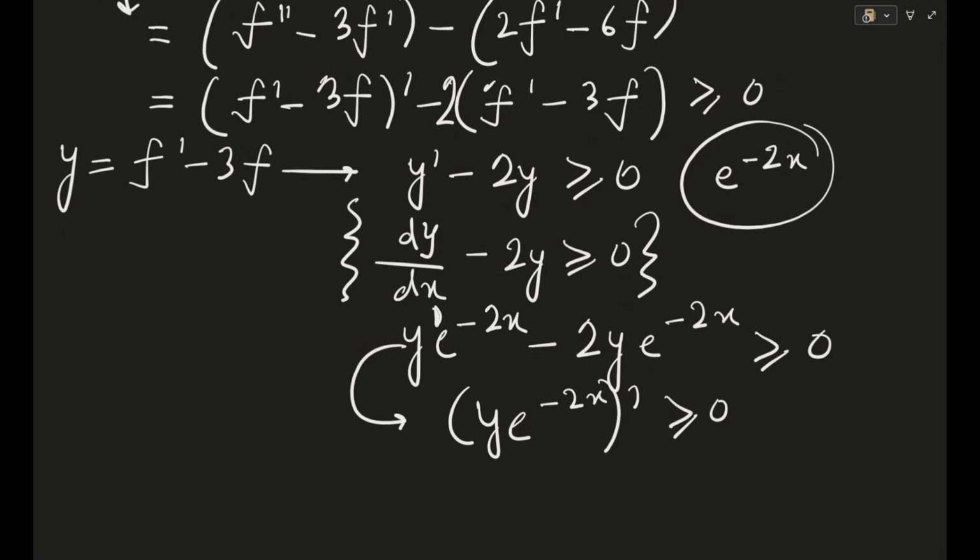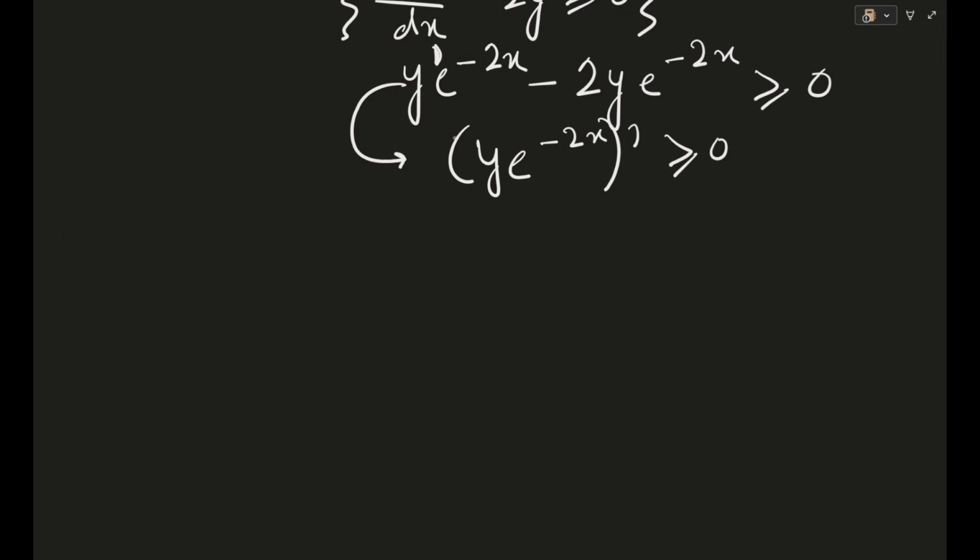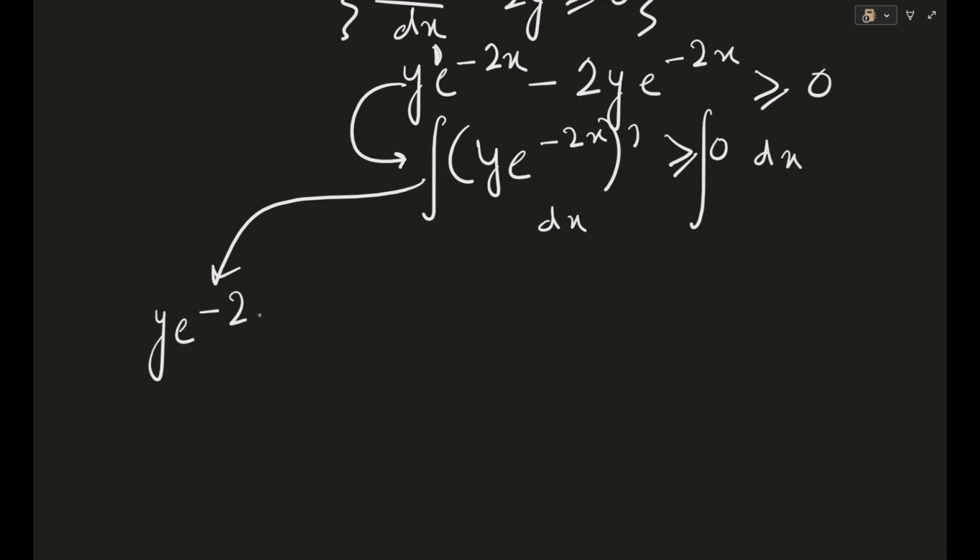So we can directly integrate both sides with respect to dx, and obviously this side is 0, so no issues about that. Therefore this thing will come out to be y e power minus 2x greater than equal to y of 0, right? The constant will come. Okay, so after this, we can compute y of 0. And one more thing guys, there is a limit actually. This thing is being integrated from 0 to x.